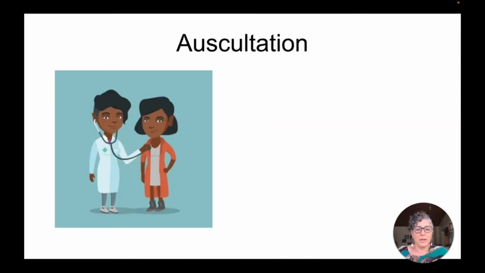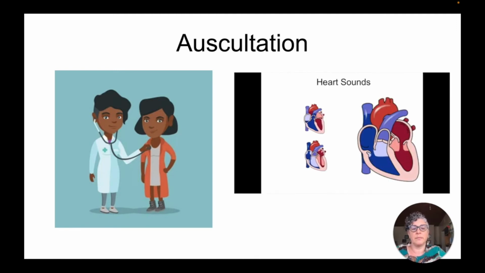Another way that your heart can be monitored is through auscultation. Everyone is very familiar with this. This is when the doctor is listening to your heartbeat with a stethoscope. So heart sounds are due to the heart valves closing. As a reminder, the two types of valves are the atrioventricular valves between the atrium and the ventricle, and the semilunar valves between the ventricle and the arteries leading out of the heart.